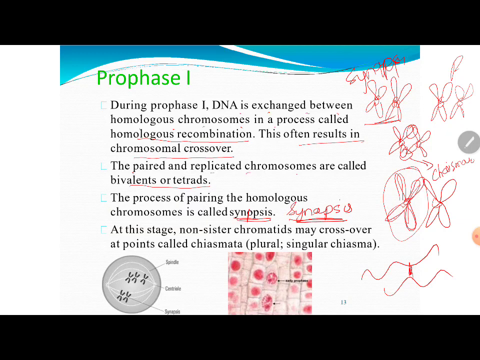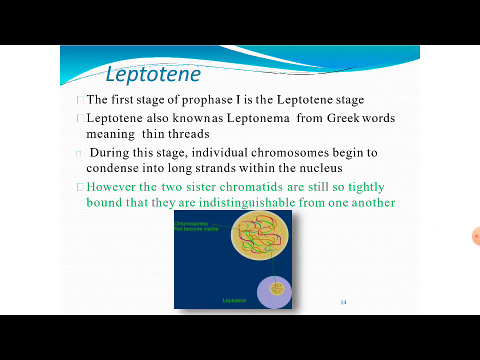This is called chiasmata. This is the region where the exchange of genetic material takes place between the non-sister chromatids. So under prophase 1, you have the leptotene stage.